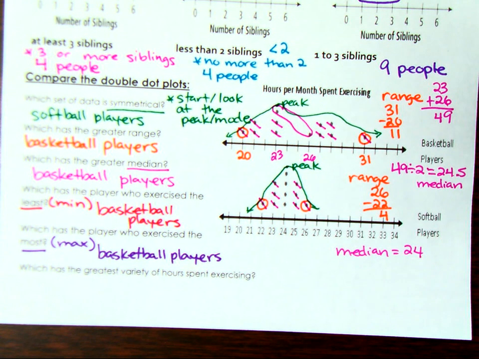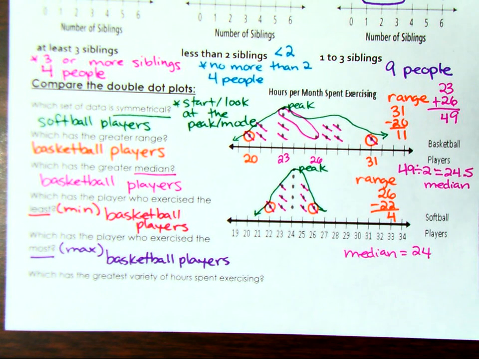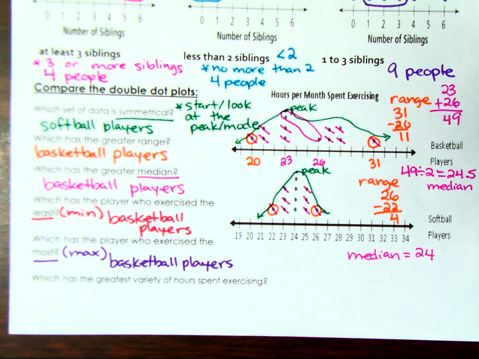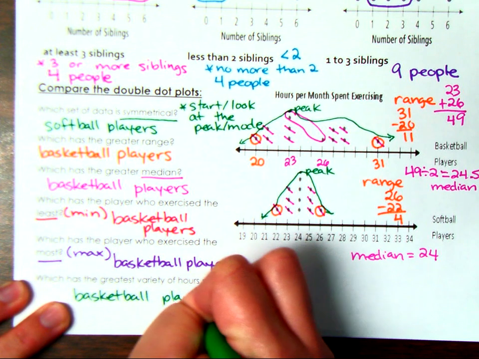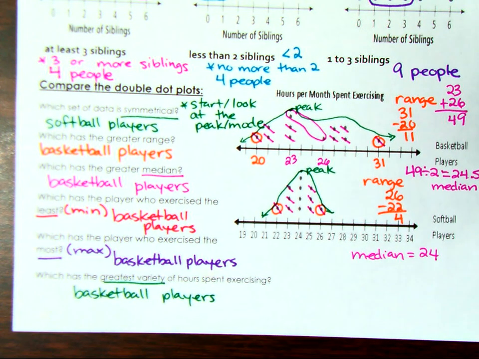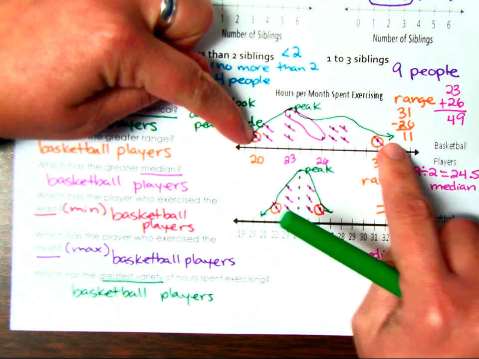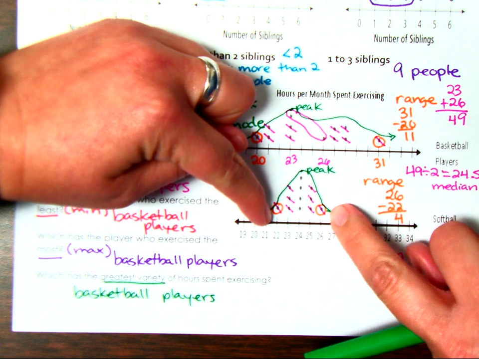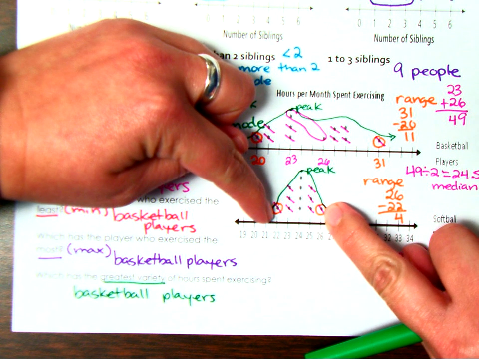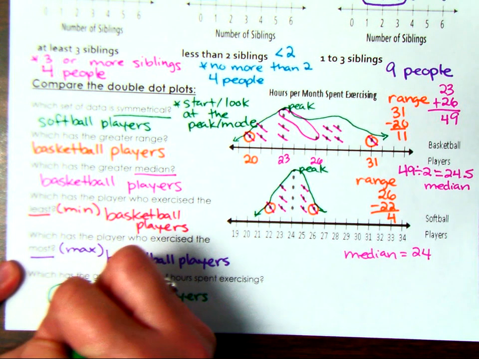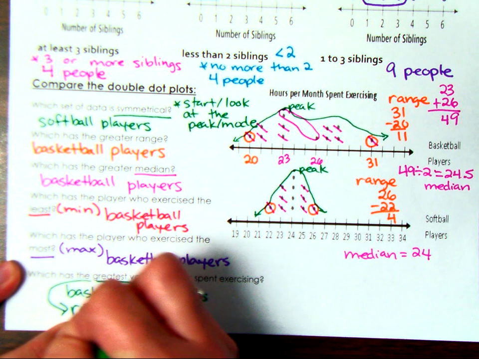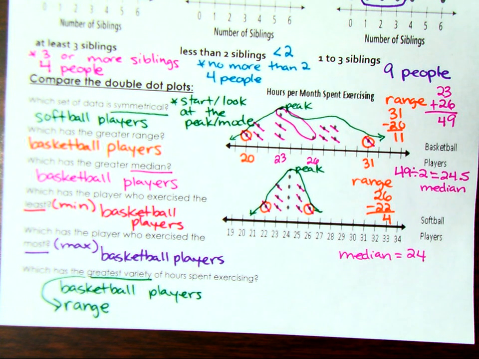And then the last one, which has the greatest variety of the hours spent exercising? If you stop and think about it, it's what's more spread out. And that's going to be your basketball players again. If it's a greater variety, it goes from 20 to 31 with some numbers in between. You can see with the softball players, it's only between 22 and 26. So when it's talking about the greatest variety, think about that as being your range. So who has the bigger range? It's going to be your basketball players.